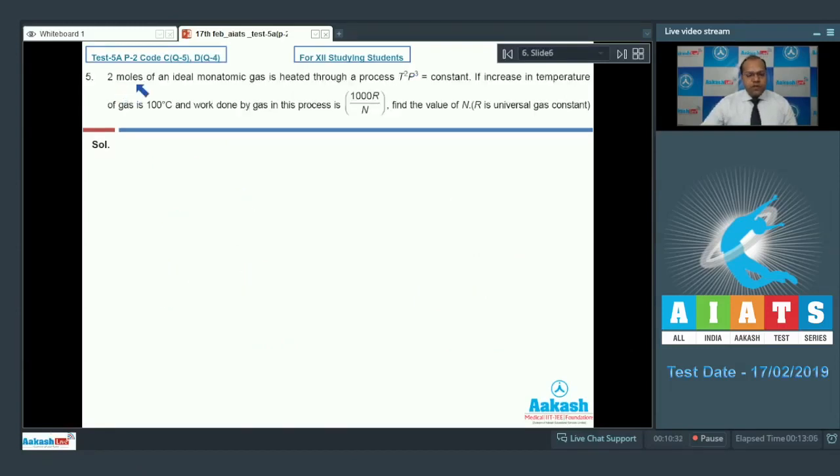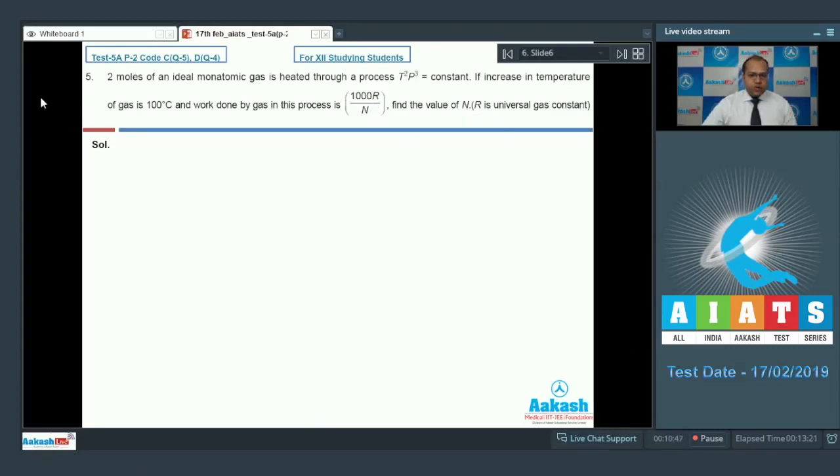In question number 5, 2 moles of an ideal monatomic gas is heated through a process T square P cube is equal to constant. If increase in temperature of gas is 100 degrees Celsius and work done by the gas in this process is 1000 R by N, find the value of N.